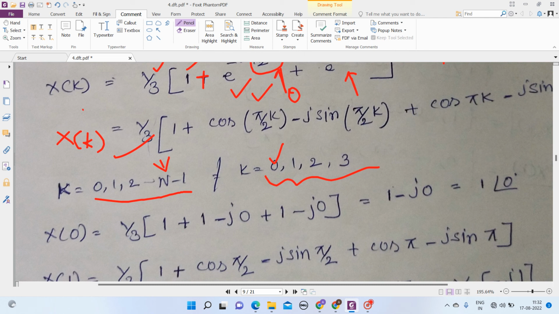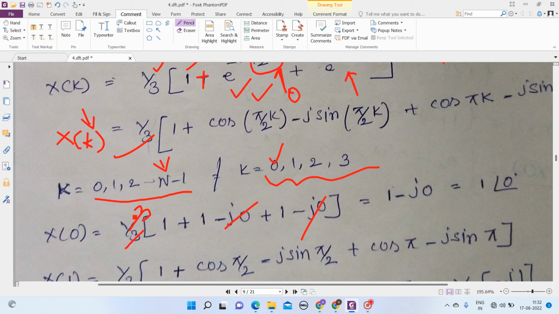Apply k value 0: x of 0 is equal to 1 by 3 into 1 plus, so cos 0, what is the value of cos 0? 1. Sin 0 is 0. So minus j 0, plus cos 0 value is 1 minus j sin 0 value is 0. So 1 plus 1 plus 1 is 3. So 1 by 3 into 3, the 3 gets cancelled.